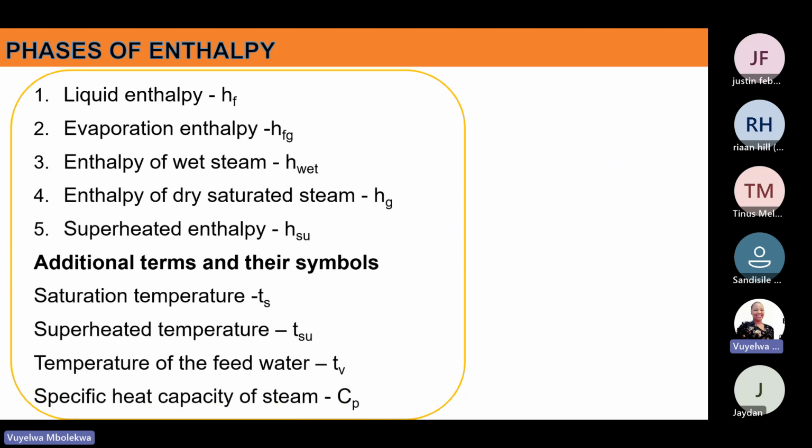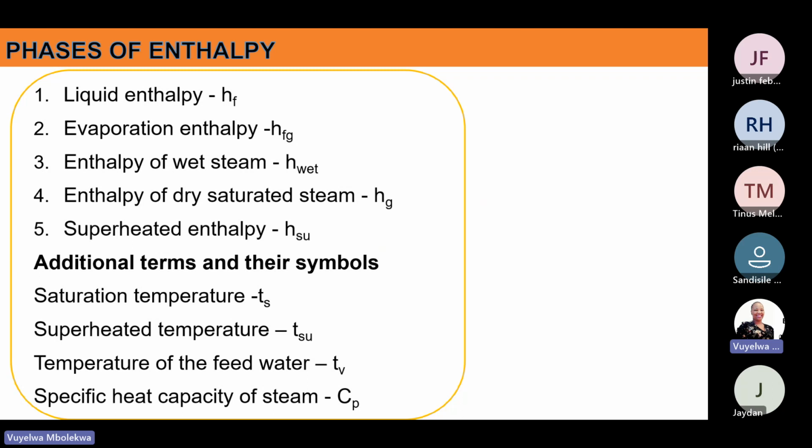Okay, this is just further explanation. Additional terms and symbols, additional to those ones that you saw. So we saw the saturation temperature, we saw the superheated temperature. Then TV refers to the temperature of the feed water. Now imagine you've got this huge boiler plant that you are going to use to boil water to generate steam. As you feed water into the plant, it's already at a certain temperature. So that TV refers to that temperature of the feed water as you feed them into your plant.